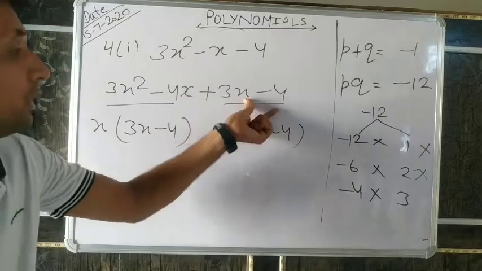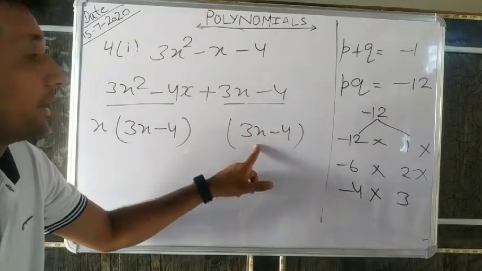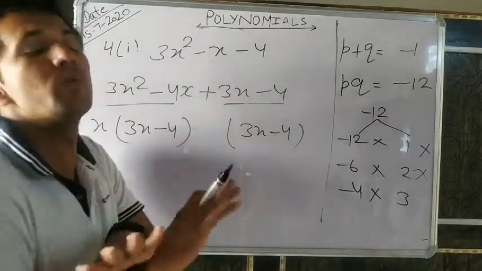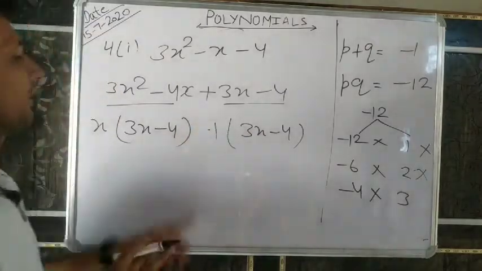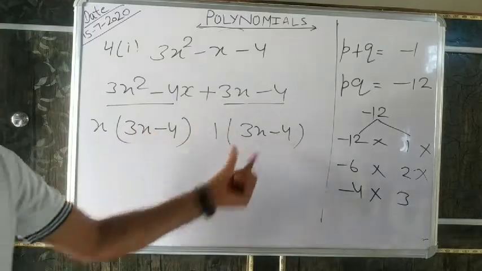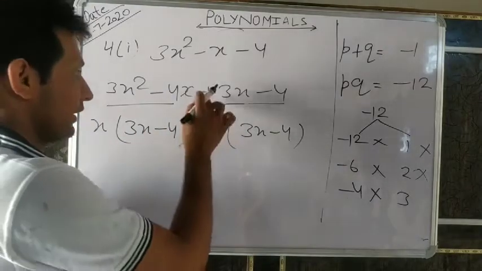From this one, what will we take common? 3x remains. Positive, positive. It means we will take common only positive. So plus 1. Don't write only 1. It means this one multiplied by this one, all are multiplied. Plus 1 in place.